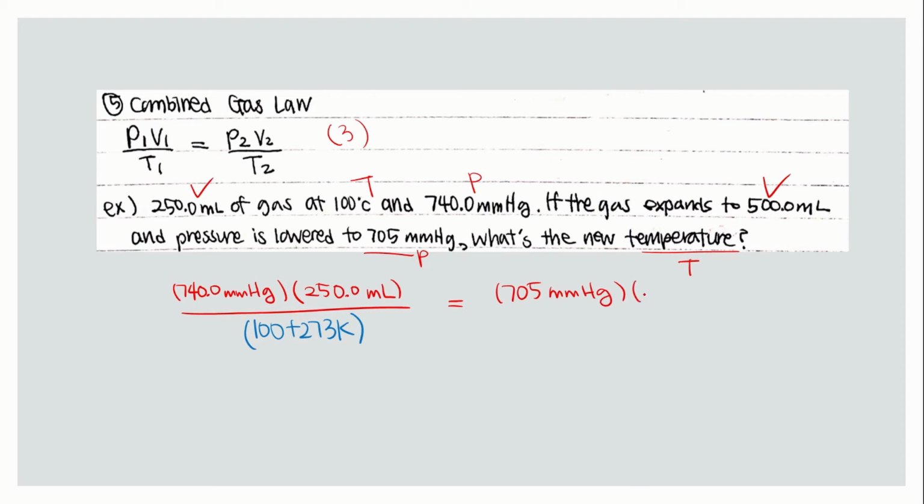times the volume over the new temperature, so T2. And you simply have to do a calculation and you get the temperature of 711 Kelvin. And the units for all other variables than temperature can be anything, but they have to be matching with each other.